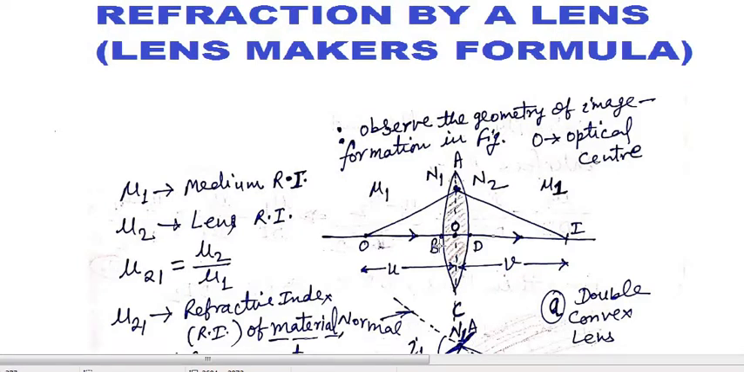And here we have considered the thin lens. That is, thin lens means here we have considered the distance BD almost equal to 0. That is, here we have considered the lens BD is equal to 0. So both point B and D can be considered as optical center, as we have used here thin lens.